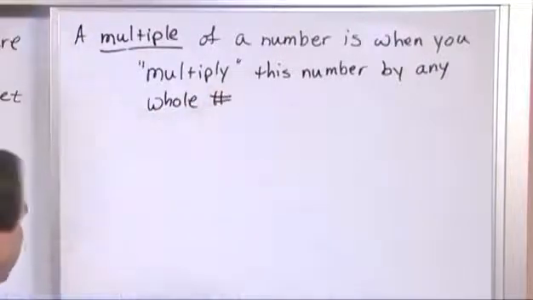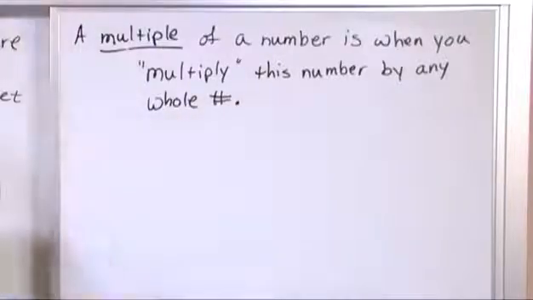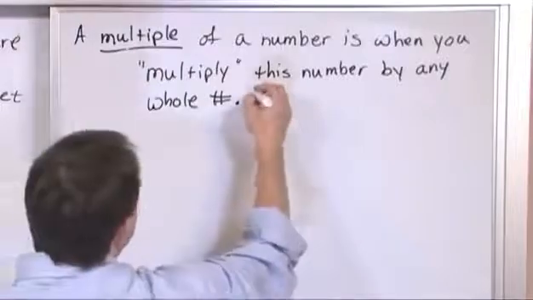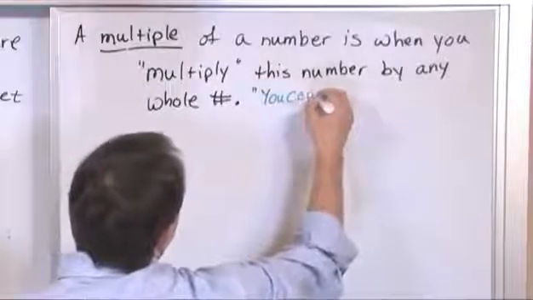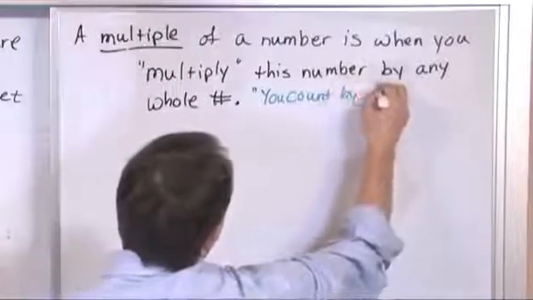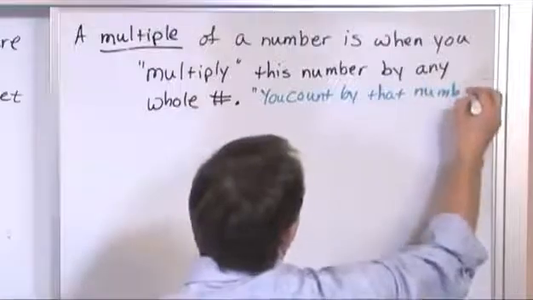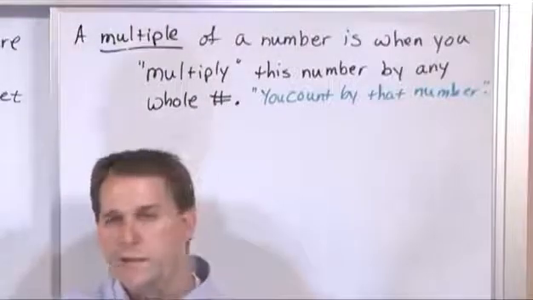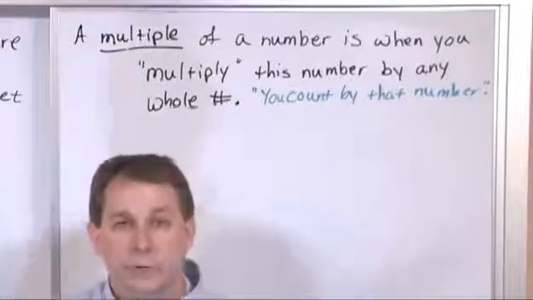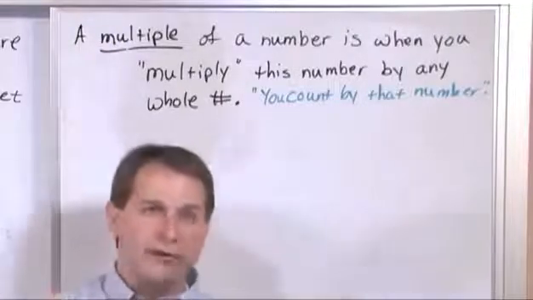In other words, another way to say this is you count by that number. So let me write that down. You'll understand why in a second. I'm going to put in quotations here, you "count by that number." All of you learned a long time ago, how do you count by 2s? 2, 4, 6, 8, 10, 12, 14, 16, right? You're doing multiples. That's what multiples are, is when you start counting by the base number that you have.